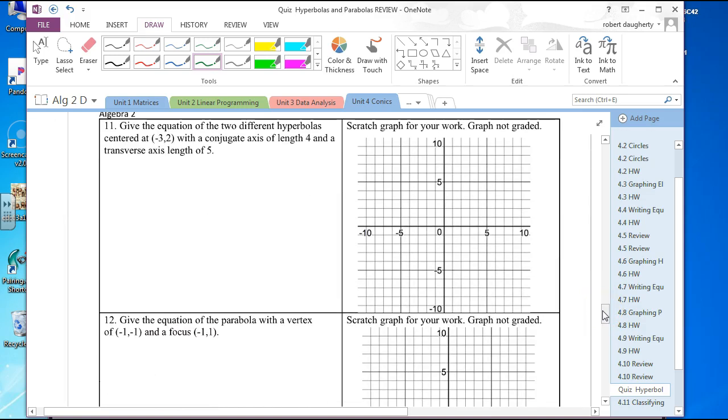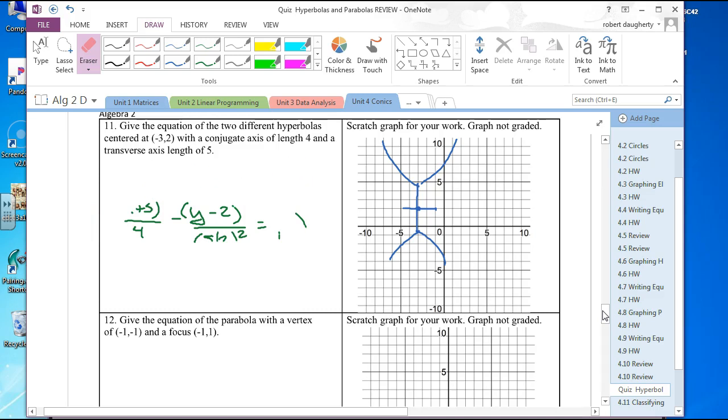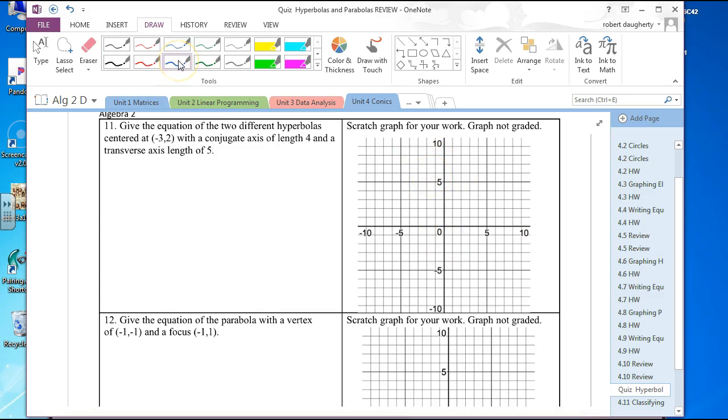Last few problems. Give the equation of the two different hyperbolas centered at negative 3, 2. Okay, let's take a look. There might be a little bit of blip in the continuity of this recording, but take a look at the next problems where I give you a description and I'm asking you to give me the equation. Now this one I'm just throwing a wrinkle to make sure you're solid. Give the equation of the two different hyperbolas. We've not done this before. Centered at negative 3, 2.